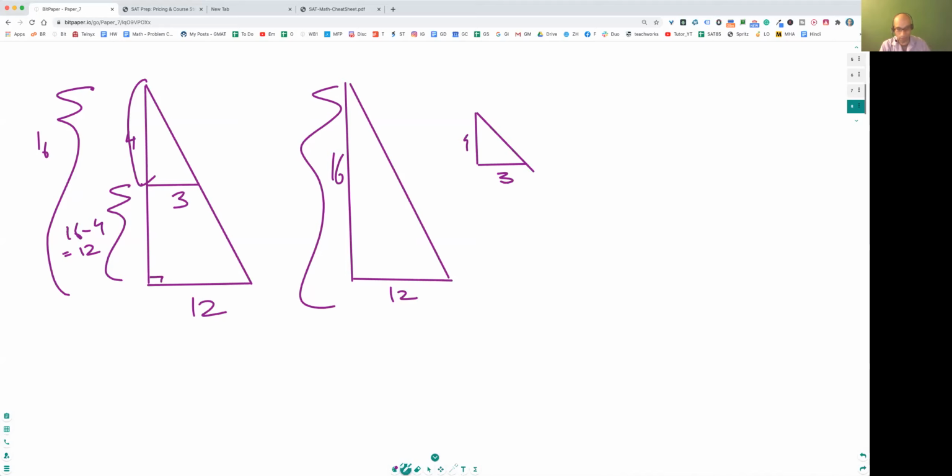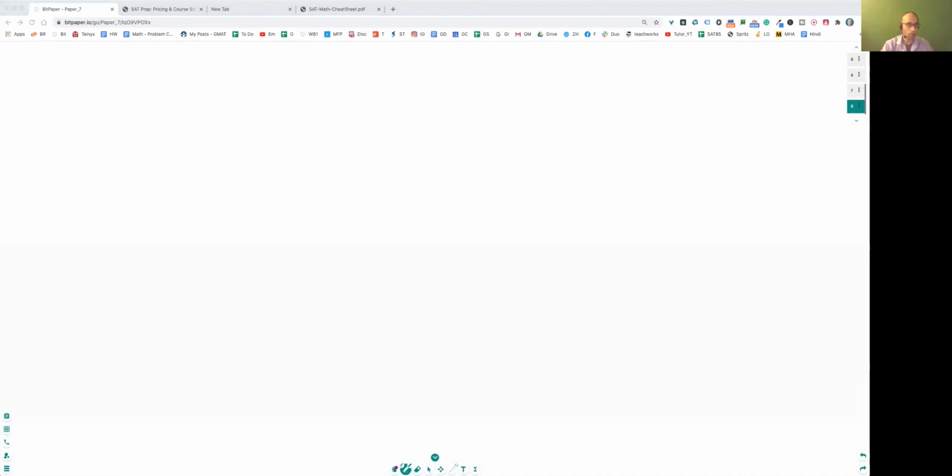Let's try another problem of this type, a slightly complicated one. Let's see how we can do that. Okay, so let's try this one. Now this is the last part. This is the secret to similar triangles.